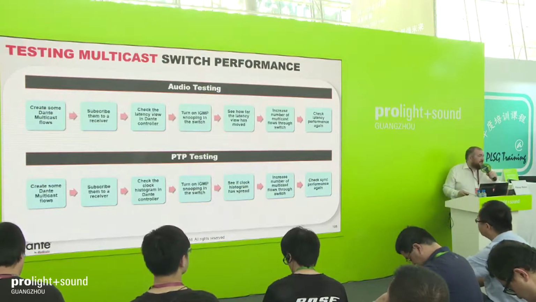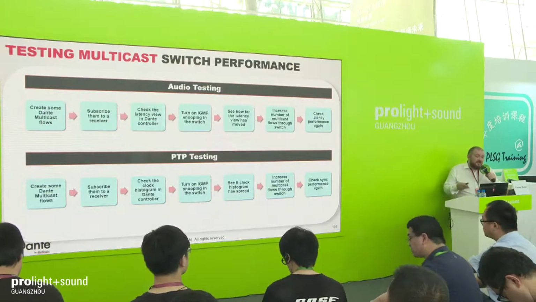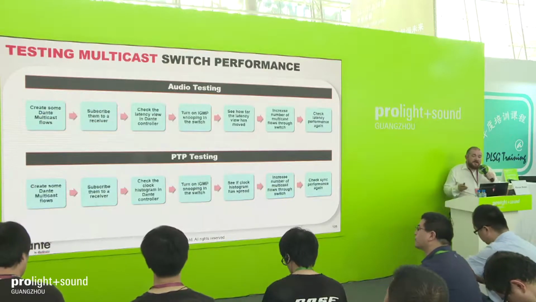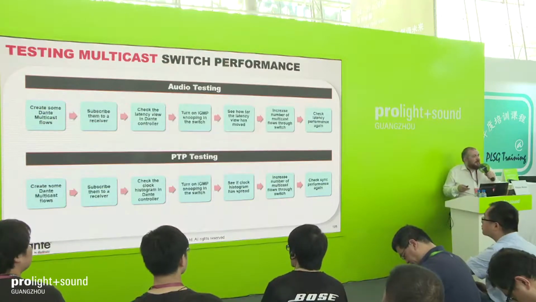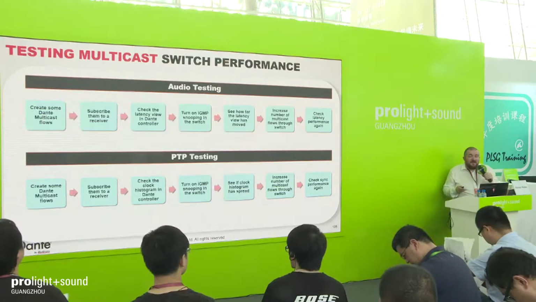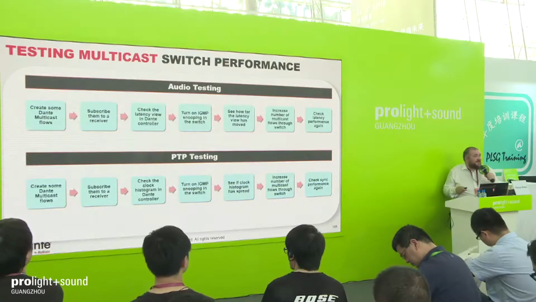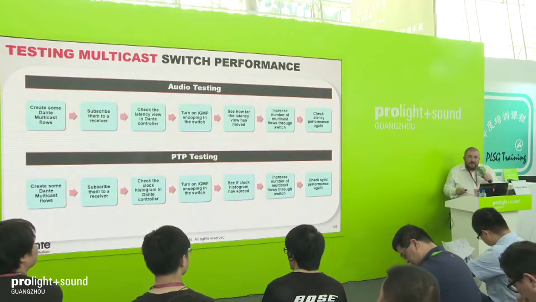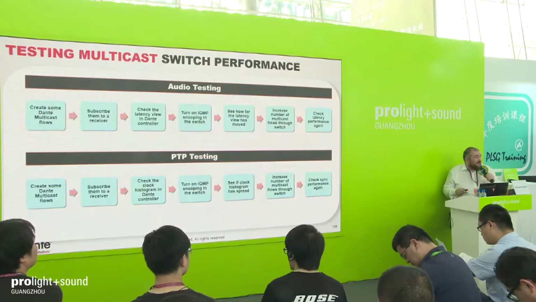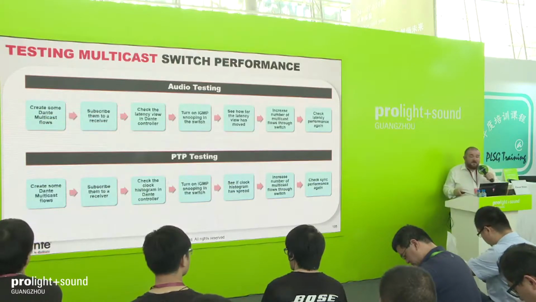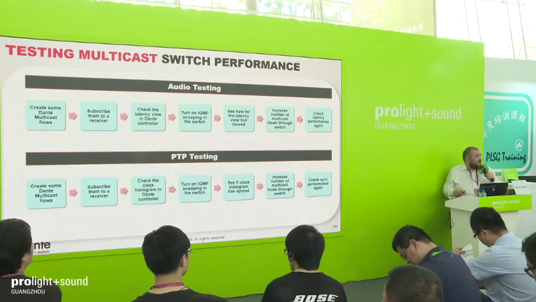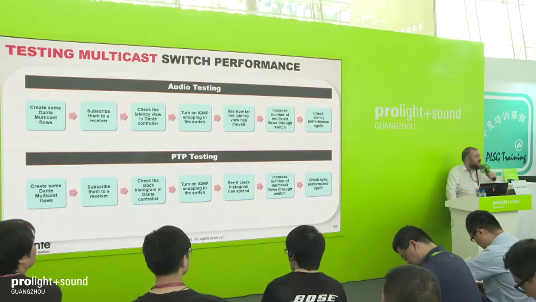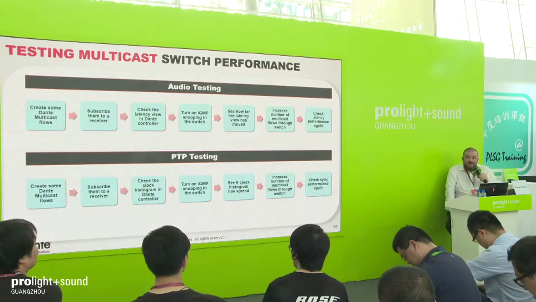Again, you can do the same for PTP testing. So again, create some traffic. Now look at the clock histogram in Dante Controller. Now after you've turned on IGMP snooping, it is possible that there will be no difference to the clock histogram, which is a very good thing. That means you have a nicely performing switch. Again, increase the flows through the switch to see if you can overload it, and see if the clock histogram has started moving around. If it hasn't, you've got a very, very nice stable IGMP implementation.